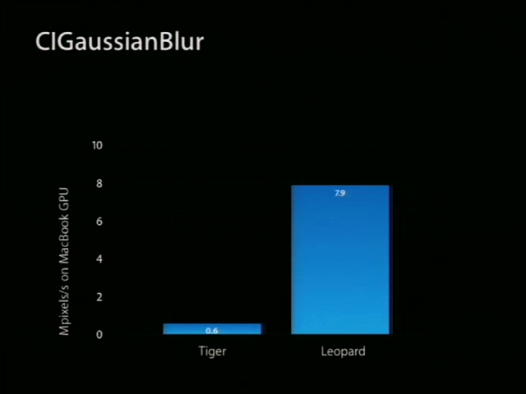Now, one part that we are proud of is also that we are faster in Leopard than we've been in Tiger. So let's compare the CI Gaussian blur specifically. It's fast enough, even on our low-end platform like the MacBook, that you can actually run effects in real time on the GPU with the Gaussian blur, because we are about over 9 times faster than what we've been in Tiger. Thank you.